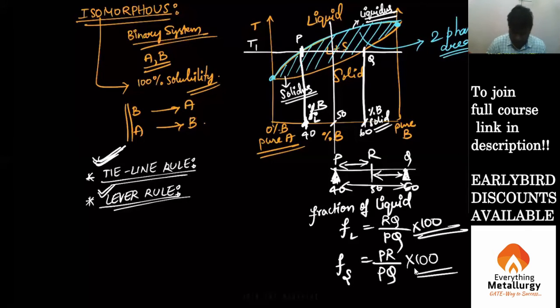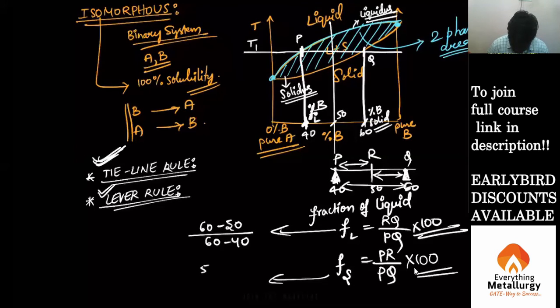How much are the fractions? In my case, the fraction of liquid will be 60 minus 50 divided by 60 minus 40. And the same here for solid, when you apply it, it will be 50 minus 40 divided by 60 minus 40. So in my case it's 50 percent. This is how you calculate both the composition of liquid and solid, and also the fractions, how much of each is present.